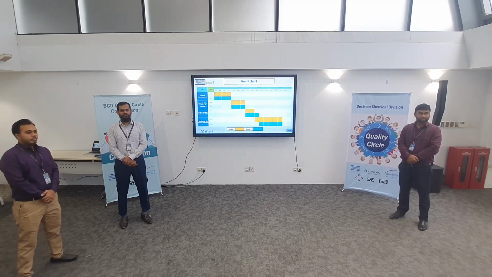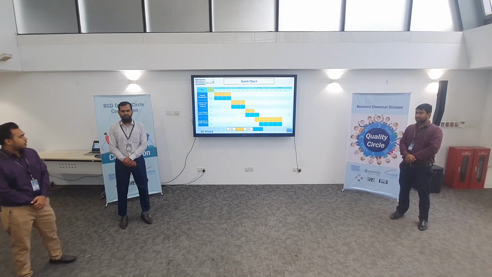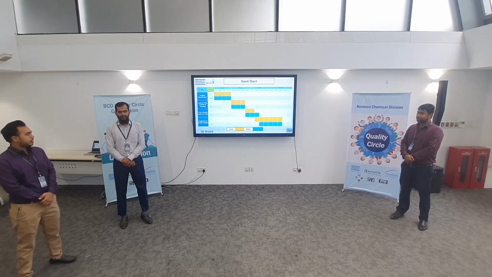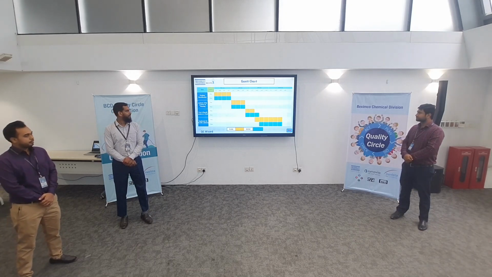A Gantt chart is a type of bar chart that illustrates a project schedule. In this chart, we have listed the 4 tasks on the vertical axis and time intervals on the horizontal axis. And the chart shows that we have completed our whole work in the proper timeline.